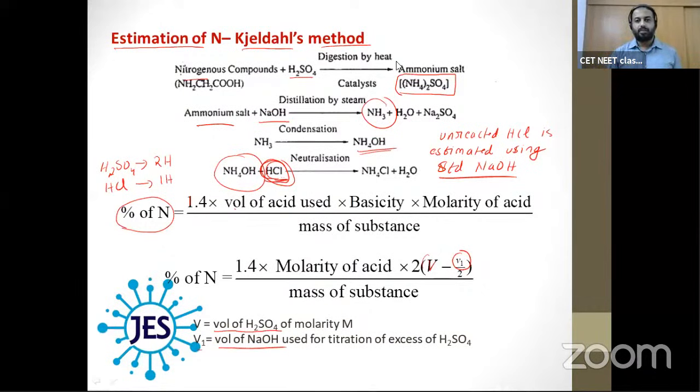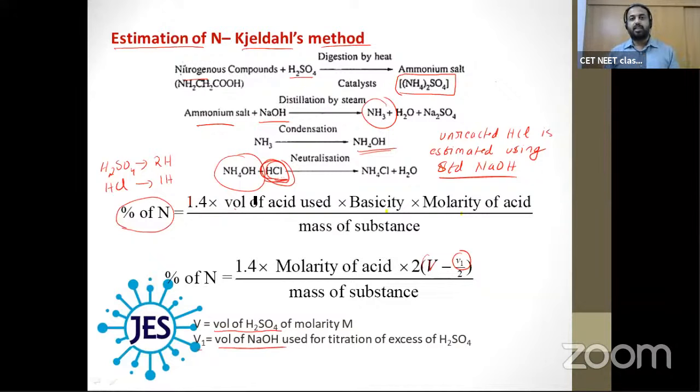Okay. Yeah. Now please check the formula. First one: 1.4 into volume of acid used into basicity into molarity divided by mass of substance. You use this formula when you know the volume of the acid used. When you know the volume of the acid used.